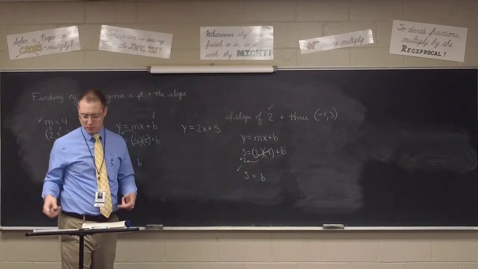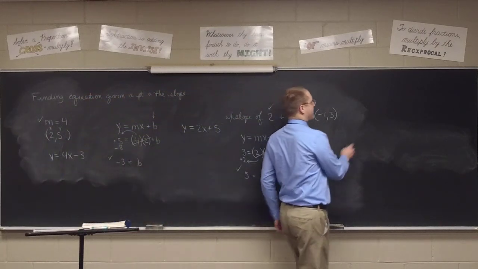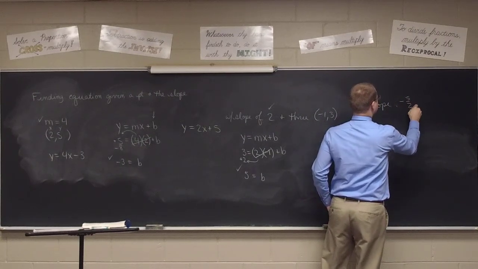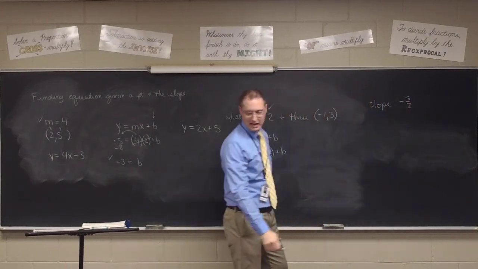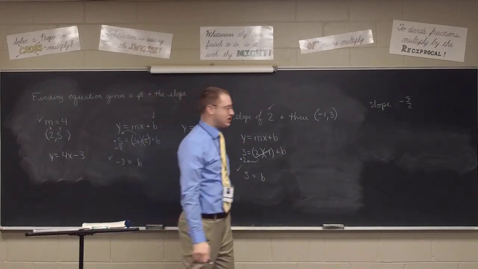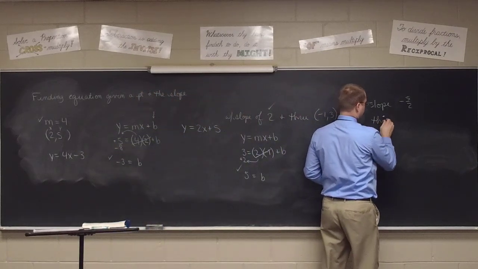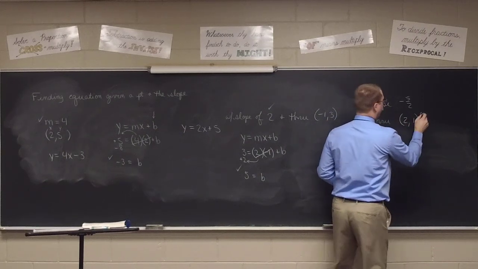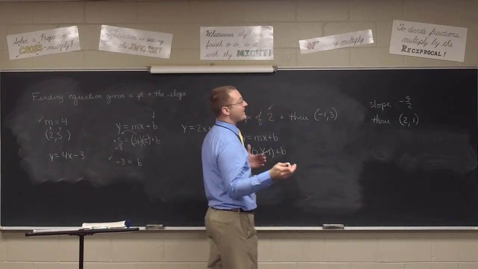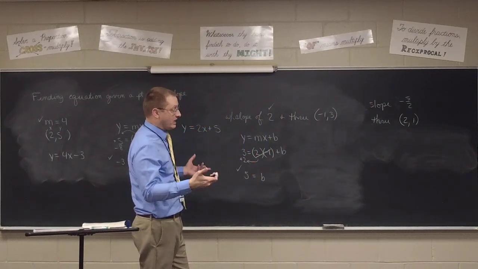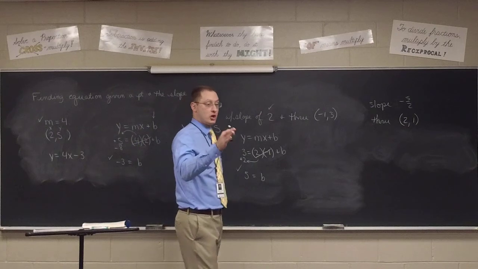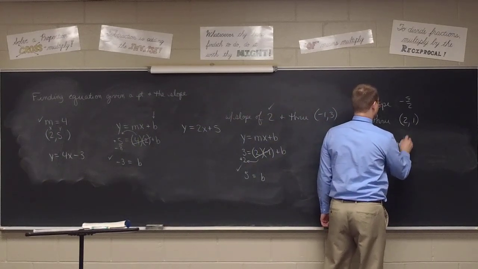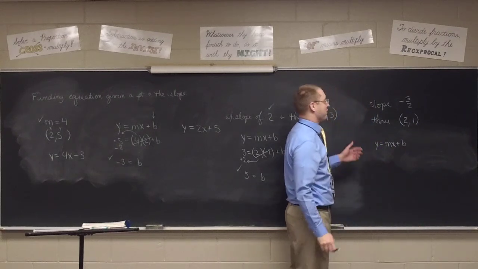Let's do one more. Let's suppose we have a slope of -5/2. And suppose this particular line goes through the point 2, 1. I want to figure out what linear equation has that slope and goes through that point. Start with y equals mx plus b.